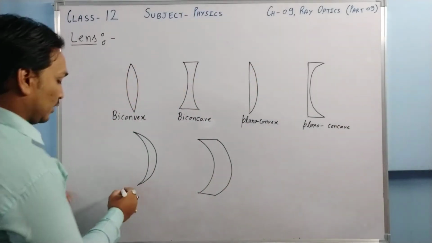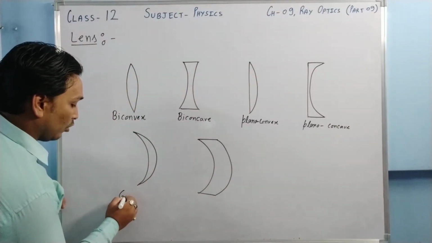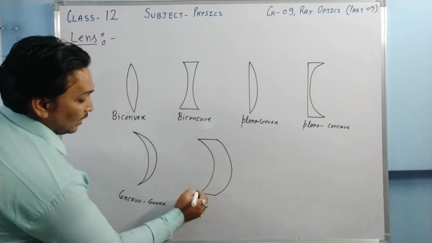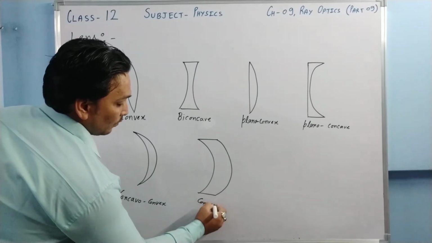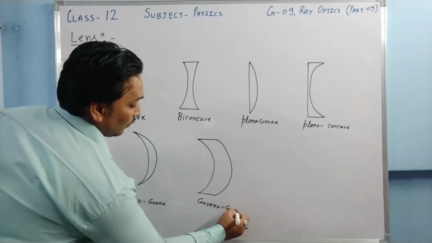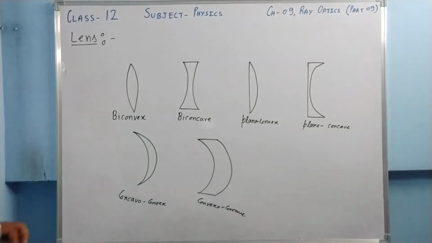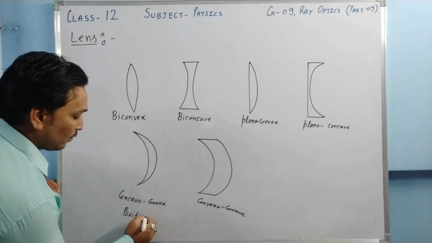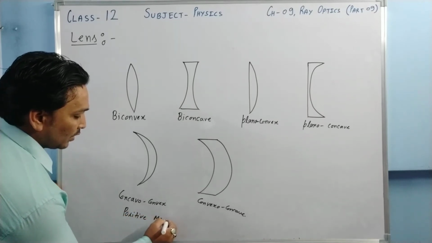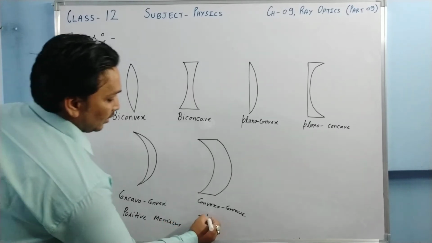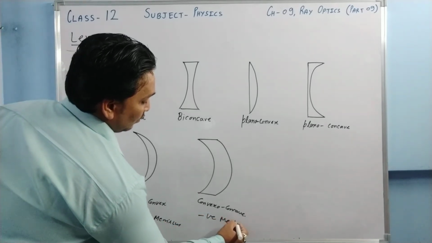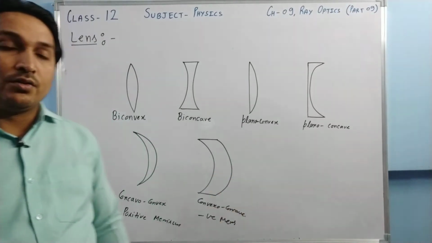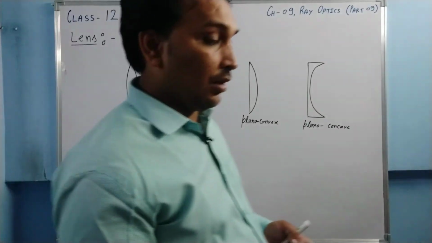It is convexo-concave. Sorry, concavo-convex. Concavo-convex. And it is convexo-concave. In some books it is written as positive meniscus, and it is written as negative meniscus. Why is it so? Because it is a kind of converging lens and it is a kind of diverging lens. So these are the types of lenses, but again the thing remains there only.